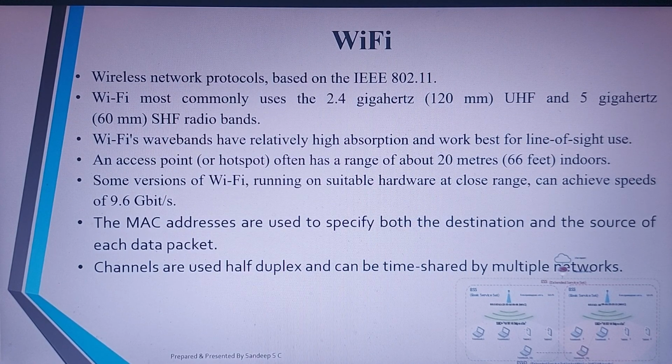So again, the channels are used as half duplex and can be time shared by multiple networks. At any given time, a particular channel can be used only to communicate in one direction. That is half duplex. In the same channel, we cannot transmit the data simultaneously in both directions. In only one direction, we can send the data. However, if we want to send the data in both directions, or in the same direction using multiple devices, then the time sharing method is used.